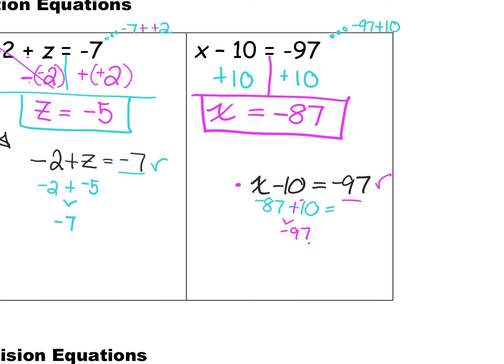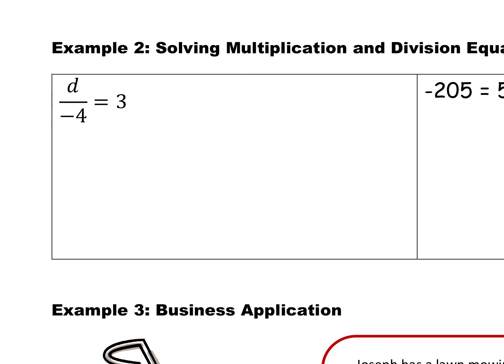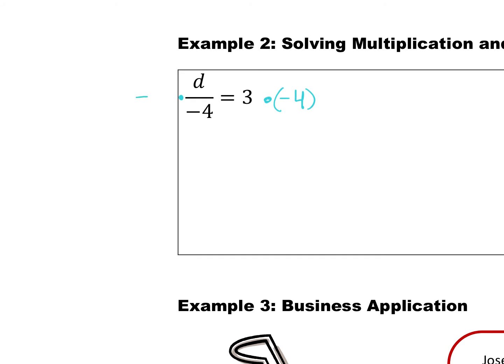Let's move on to multiply and divide. All right, our first equation is d divided by negative 4 equals 3. So to solve this, I want to do the opposite of dividing by negative 4, which is to multiply by negative 4. So I'm not going to change the sign. I'm changing the operation, not the sign. So I'm multiplying by negative 4 on both sides of the equation. I'm going to bring down my balance.